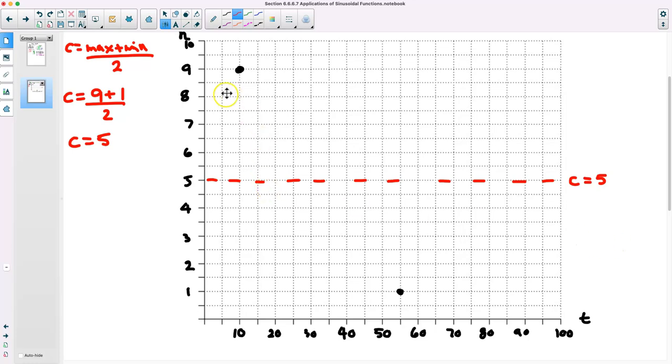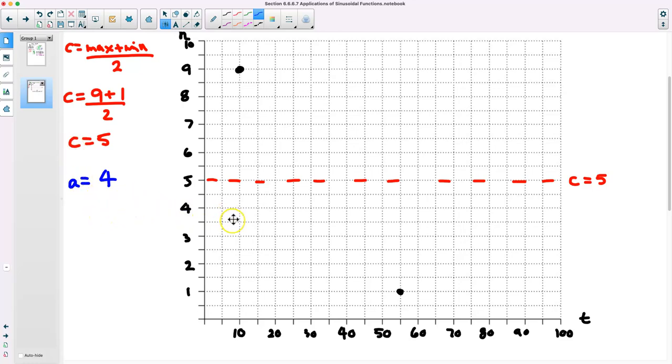The next thing that we can do is find our amplitude. Our amplitude, again, we can see from this axis of curve to our maximum. So 9 to 5 is going to be that value of 4, and we can see from 5 to 1 is also that value of 4. So we have our A and we have our C so far.